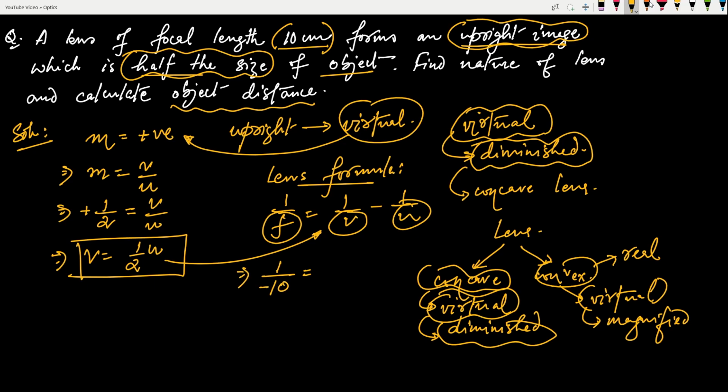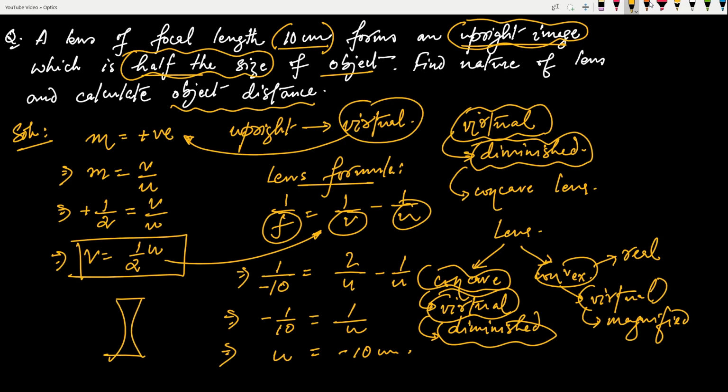and v can be written as half u, so we can say that it is 2 by u minus 1 by u. Now if we start solving this, then we will get minus 1 by 10 is equal to 1 by u, or basically u is equal to minus 10 centimeter. That is, if this is our concave lens, then our object will be on this side, which is 10 centimeter in front of the lens. Okay, I hope the concept is clear.